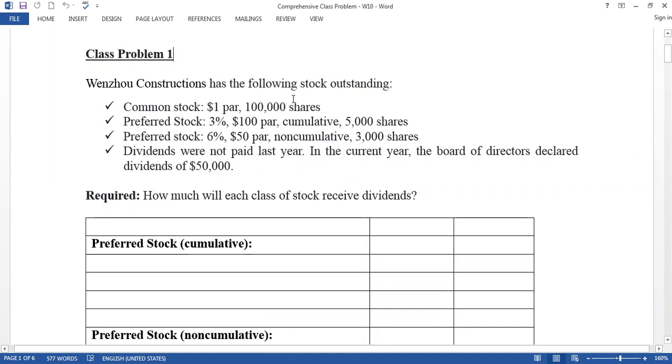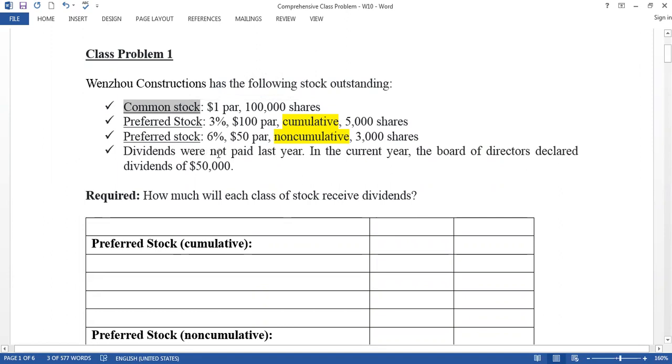ONG Construction has the following stock outstanding. Common stock, $1 par value, and the number of shares outstanding of common stock is 100,000 shares. Then we have 2 types of preferred stock: preferred stock cumulative, and preferred stock non-cumulative. They have different accounting treatment, you know that. When we distribute dividend, they have different rules for cumulative and non-cumulative. So this is the common stock, preferred stock cumulative, preferred stock non-cumulative. And this is the information about the dividend.